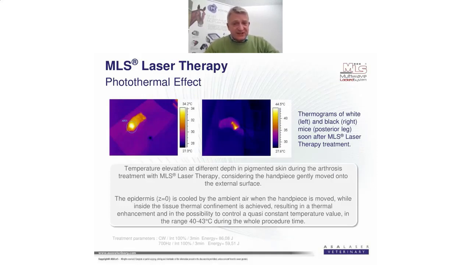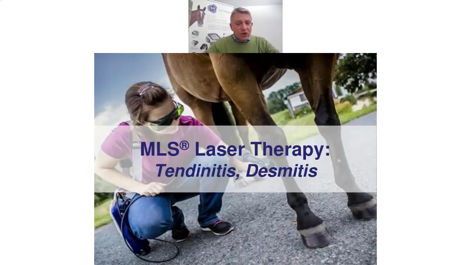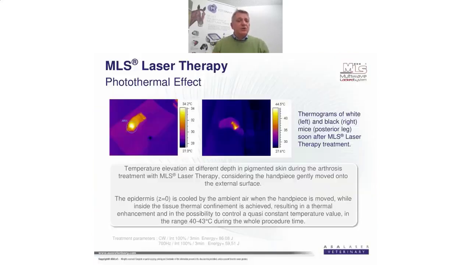This is a test that we perform: even staying steady for 20 minutes, there is no accumulation of energy, and the temperature never overcomes the 43 degrees, so it never reaches beyond the 45 degrees, which is the thermal damage threshold. So with MLS, you are guaranteed that you can use 100% of the power, which is the glare, without any risk of burning, even in the point-by-point treatment, staying steady in the area.